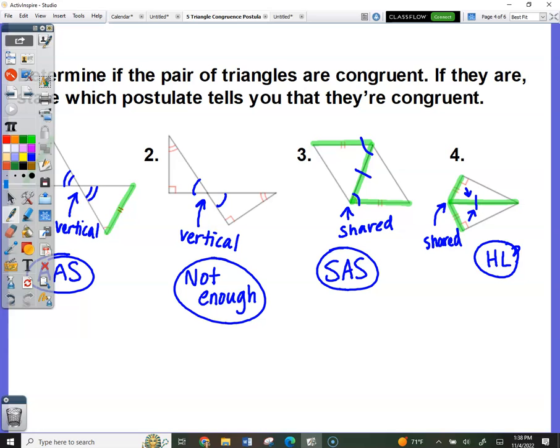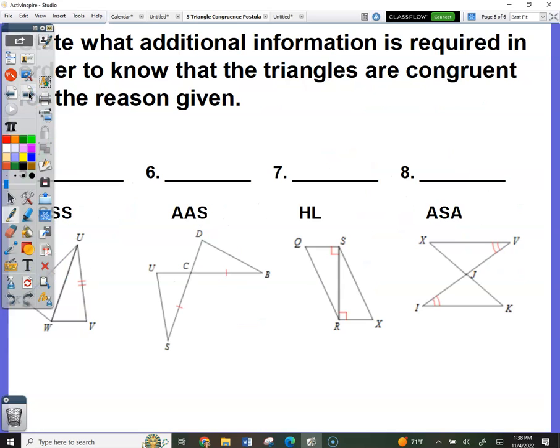All right. Next section. The next section is the next level up in difficulty. They're saying, I want you to be able to show that these pictures are congruent by these shortcuts. I need you to tell me what is not marked that should be marked in order for you to do that. All right, so let's look at the first one.